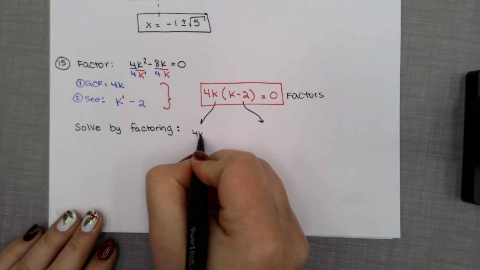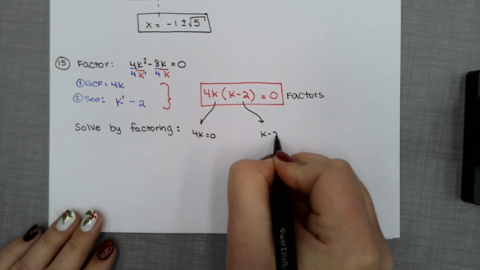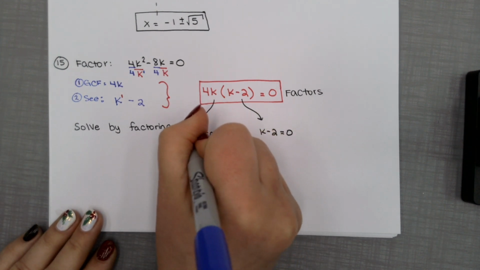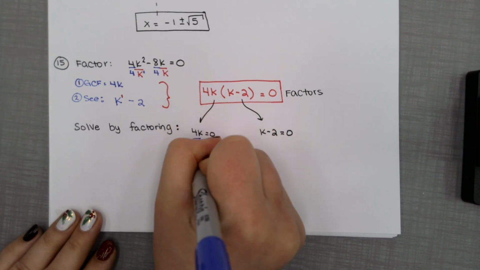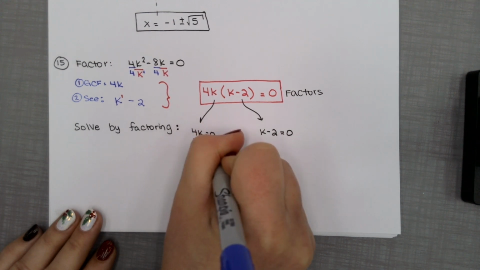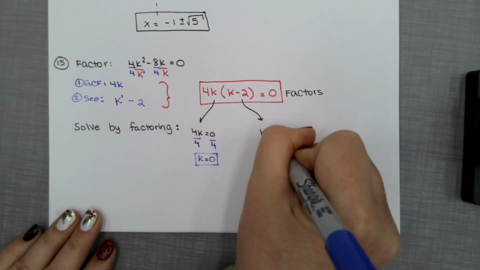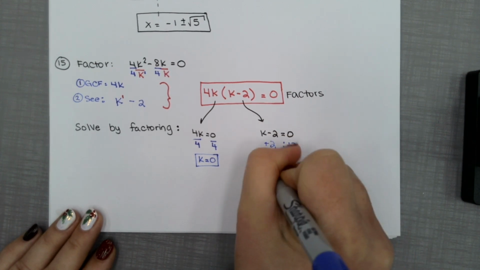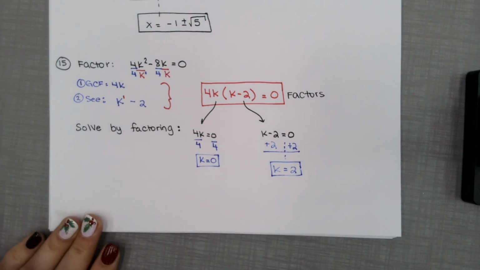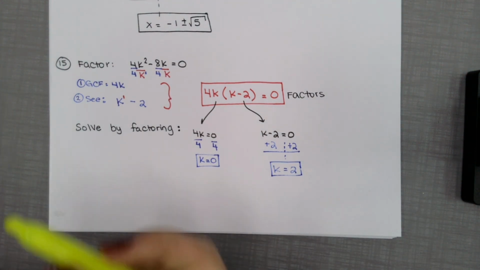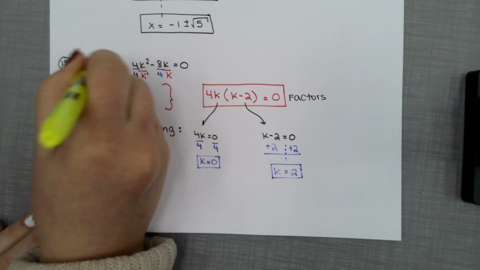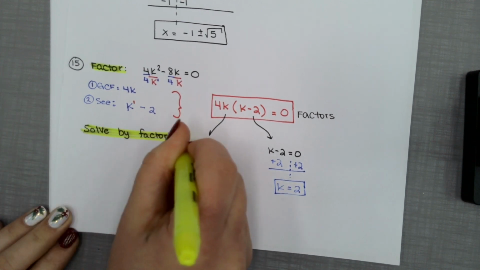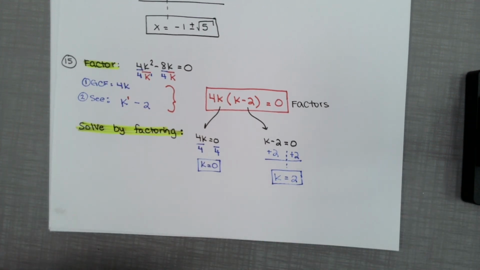We have 4K is equal to 0. K minus 2 is equal to 0. And now we're just solving for the K values. I'm going to divide by 4. I get K is equal to 0. I'm going to add 2. I get K is equal to a positive 2. So with factoring, you want to factor first. Then if it's asking you to solve by factoring, then you want to continue from your factors.